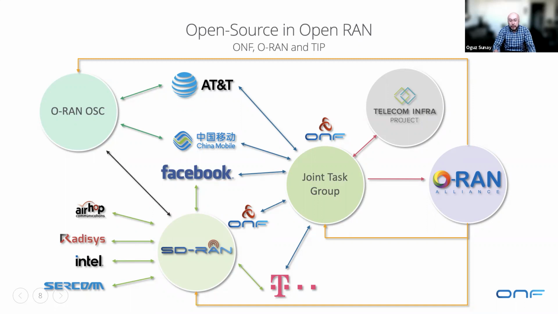As a consequence, we have a joint task group within SD-RAN that includes ONF, AT&T, China Mobile, Facebook, and Deutsche Telekom, where we regularly get together, discuss new ideas towards specifications, form consensus, and contribute them to ORAN Alliance. And of course, the ORAN Alliance specs, as they're updated, are taken in by these organizations, SD-RAN, OSC, and TIP, to further fine-tune their solutions.